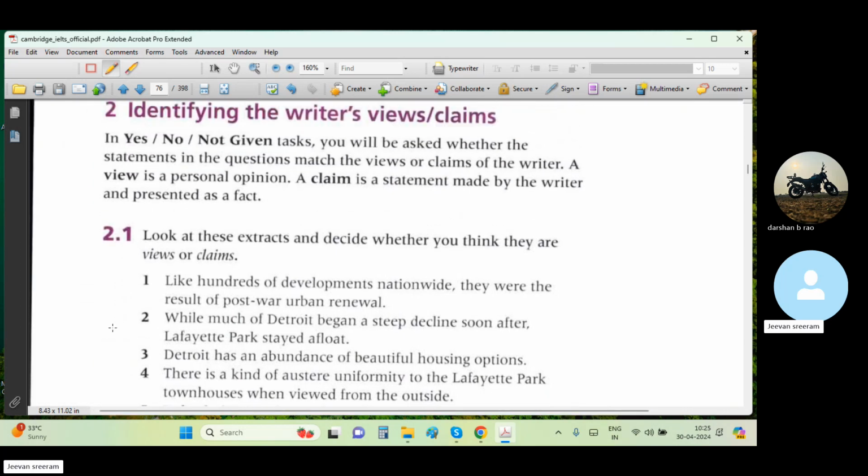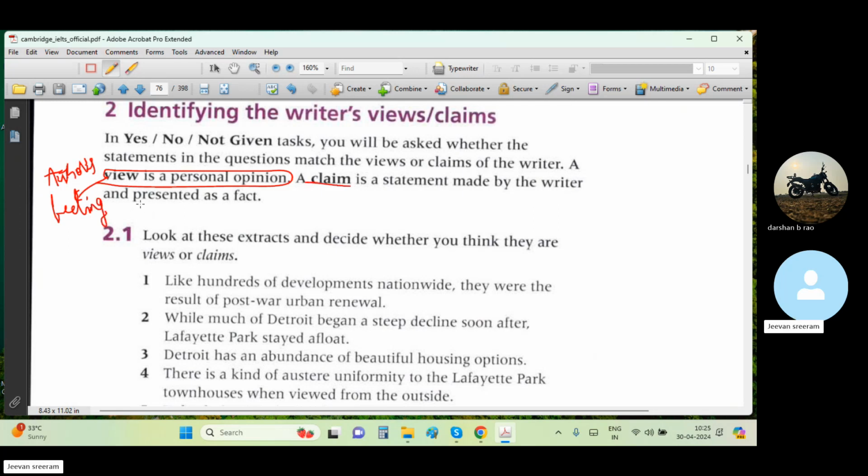So we have been provided information about what claims and views are. Somehow it is useful to have this difference. If you are able to differentiate what is a view and what is a claim, it can somehow help you to handle these yes, no, not given questions. View is actually personal opinion. You can see the author's feeling in it.